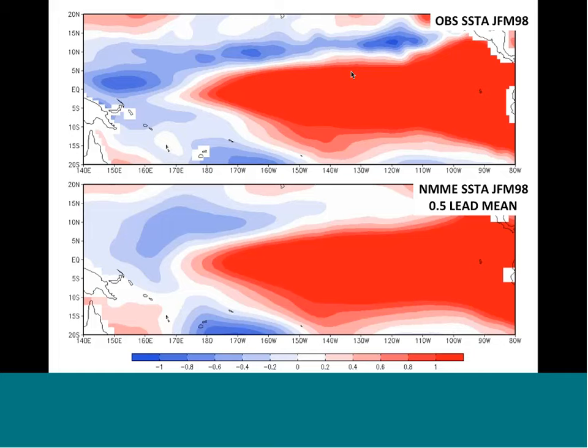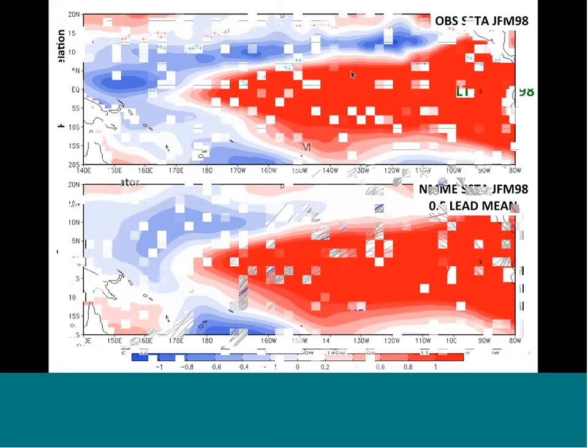The next figure shows the same as before: the individual ensemble members in gray, the NMME ensemble mean in blue, and the observations on the bottom, and then on the top is the pattern correlation.